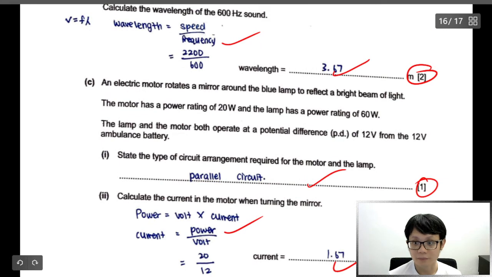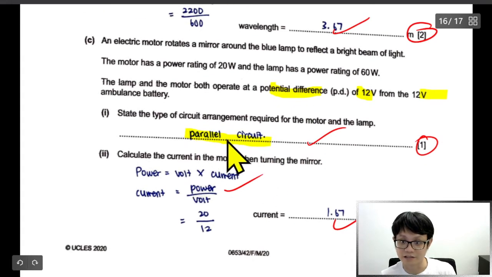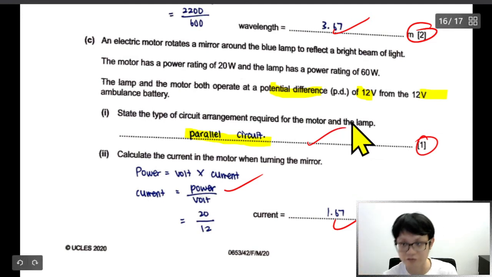An electric motor powers the beam of light. The power is 20 watt and the power rating is 60 watt. The potential difference is 12 volt. What is the type of arrangement? It is a parallel circuit. The reason is that if the question asks why, we can see that the voltage is the same, no matter what electronic component you use, you still get the same voltage.